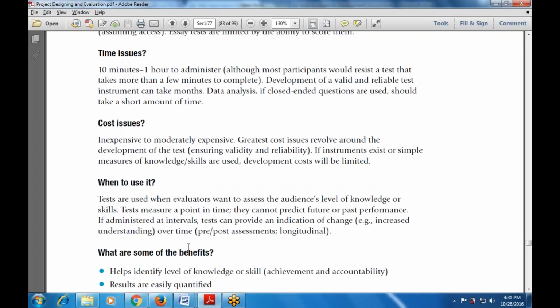And if it is administered at intervals, a test can also provide an indication of change, such as increased understanding over time, which may be a pre-post assessment, longitudinal. Whatever the time issues and cost issues, they are variable, so that is the pre and post assessment.